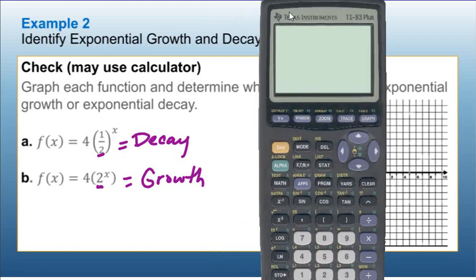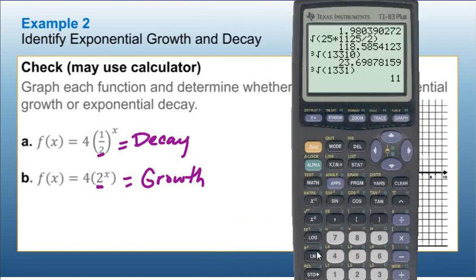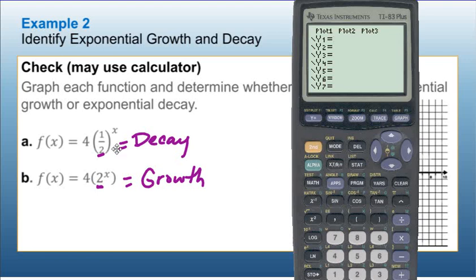We'll grab our calculator here. We hit our y equals, and I'm going to put both of them on the same screen. So I'm going to do 4 times the parentheses 1 divided by 2, or you can use 0.5, and parentheses raised to the x power. And then the other one, I have 4 parentheses 2 raised to the x power, and parentheses. If I hit zoom, number 6 for standard, you can see there's the first one, that's the decay, and then here's the growth.